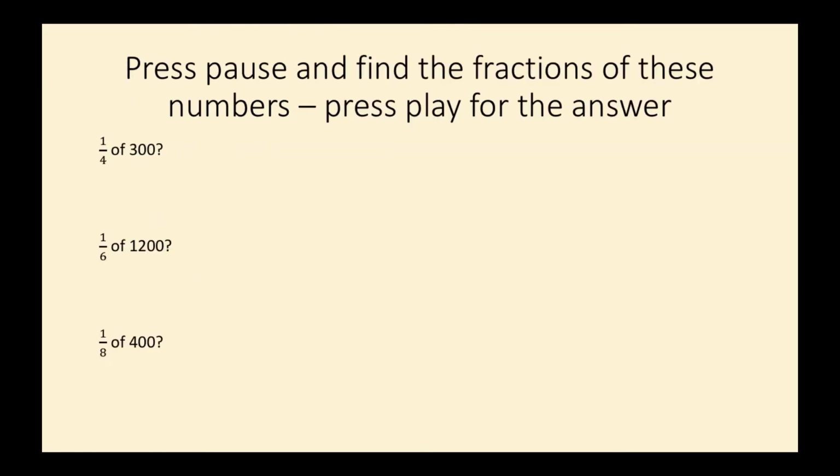Press pause and have a go at these questions just to get you going before we go into anything a bit more tricky, and see how you get on. Okay, if you pressed pause and you've had a go, here are the answers. For the first one, we need to do 300 divided by 4, and that gives us 75. We need to do 1,200 divided by 6, that gives us 200, and 400 divided by 8 gives us 50. You should have been able to do all of those without a calculator.